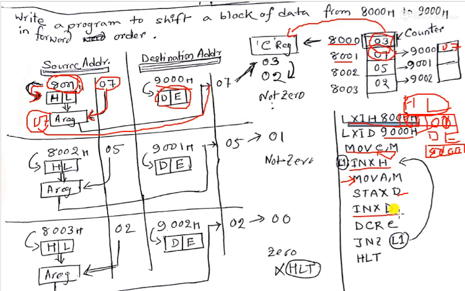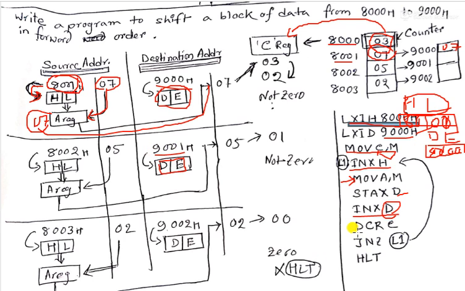Now we do INX D. What is the meaning of INX D? INX D means increment the register pair. Which register pair? The DE register pair. That is, D means the DE register pair. We increment the DE register pair, which is now 9001.